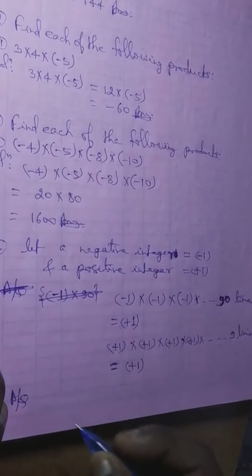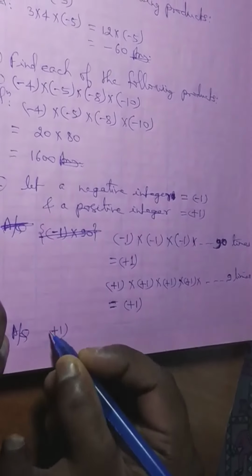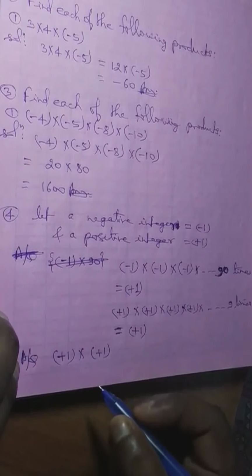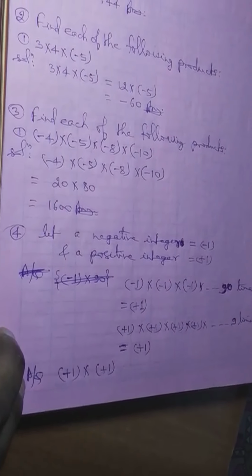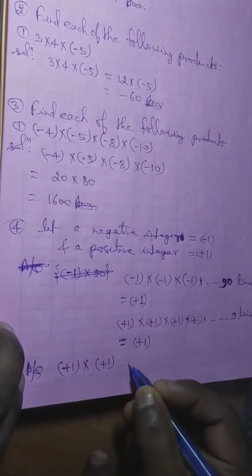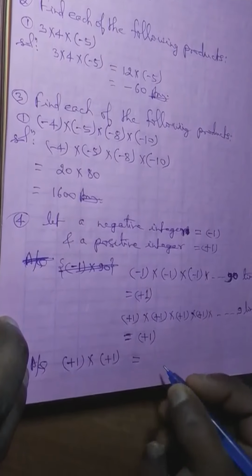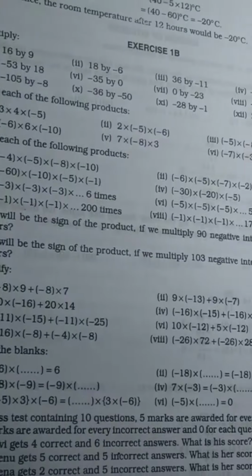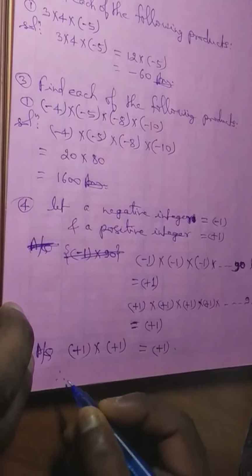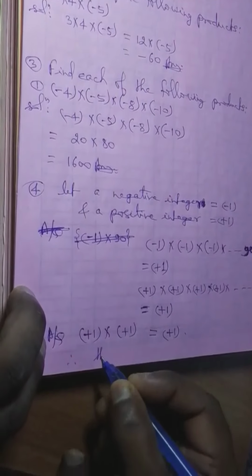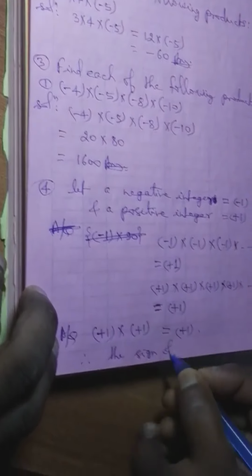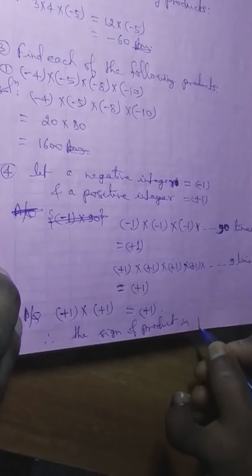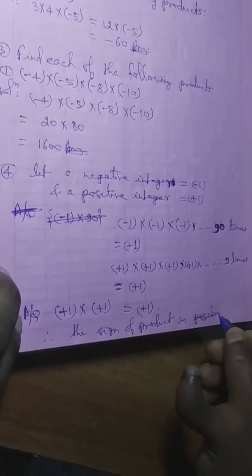Then according to the question, both are multiplied, because the question says when we multiply 90 negative integers and 9 positive integers, then what will happen? According to the question, our answer is always in positive sign. So what will be the sign of the product? Then we say that the sign of the product is positive. Answer.